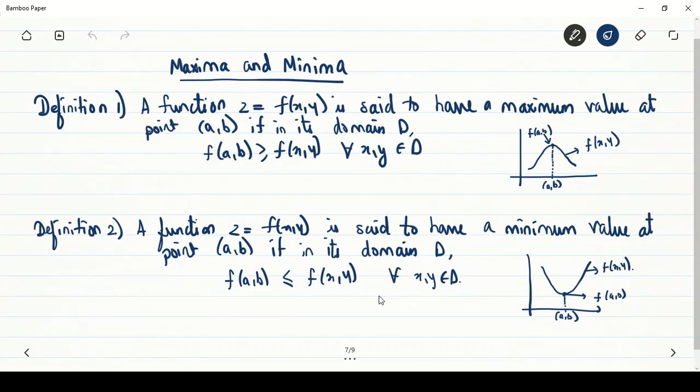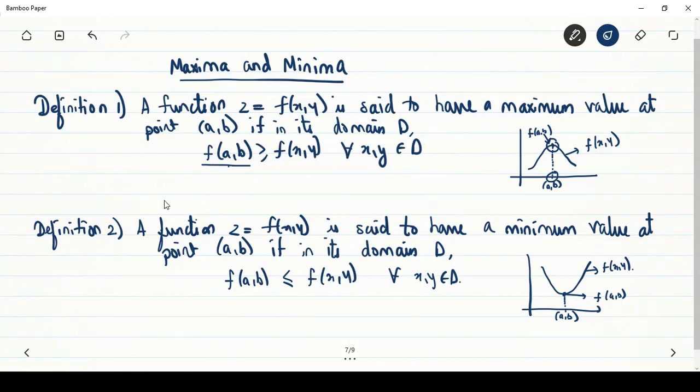then it is said to have a maximum value at the point AB if in its domain the functional value f of AB is greater than or equal to f of xy for all points xy belonging to the domain D. Means at point AB the value of the function is maximum, then we say that the function has the maximum value at this point AB, and that maximum value is given by f of AB.